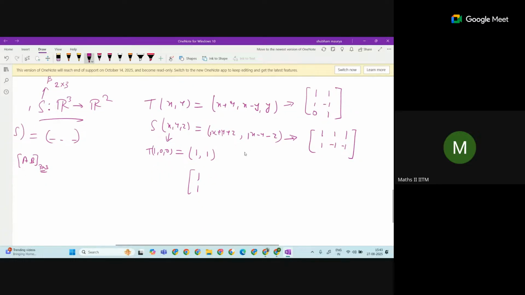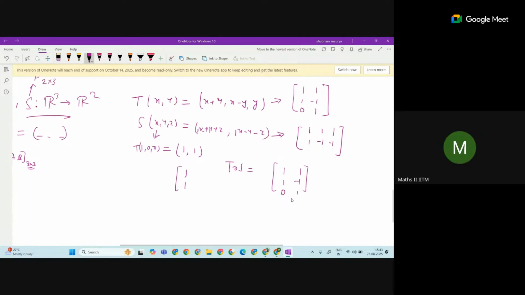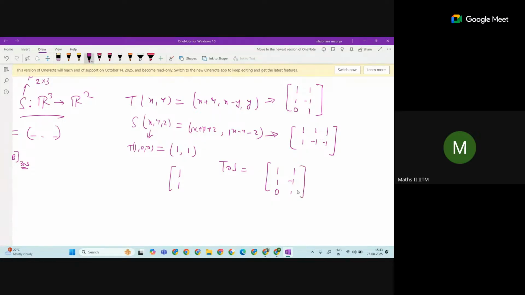Now T composed with S. In the exam, do we need to write the image and write the coefficients, or how? It's better, if it is a subjective exam, to write it this way. Otherwise, if you know it, it doesn't matter. But if you make a mistake directly here, you lose marks. Okay, okay, sir.